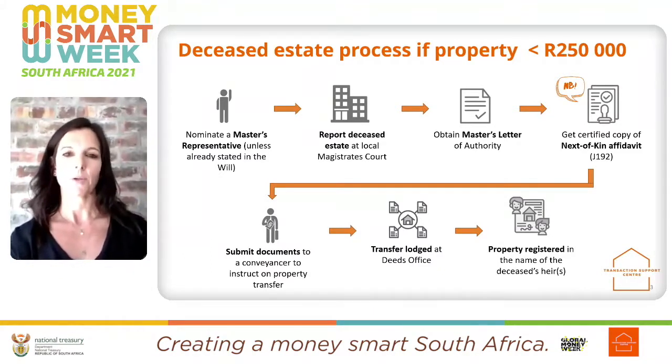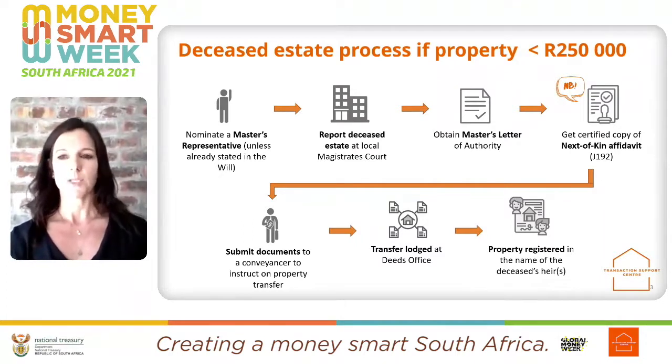The paperwork goes through the master's office, and the first document that is issued from the master is the master's letter of authority. This document allows the master's representative to essentially take control of all the property in the estate and to give directions as to how that property should be distributed to the heirs.